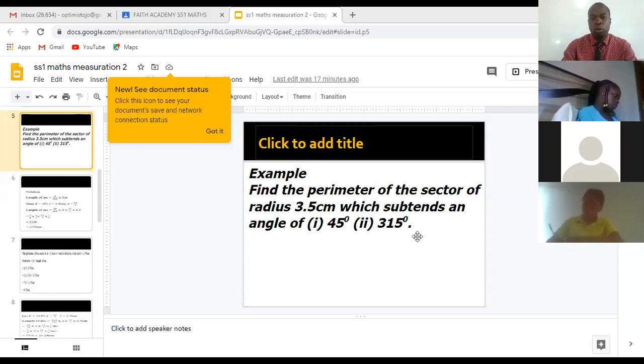So please be fast. Do the first one. For angle 45, find the perimeter of a sector of radius 3.5 centimeters, which subtends an angle of 45 degrees. Now your r is 3.5. Another way to write 3.5 is 7/2. So your perimeter is D plus L, or 2r plus L. So your L is theta over 360 times 2 pi r. So let's quickly do it. Do the one of 45 and tell me the answer.